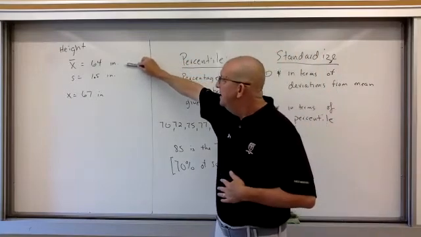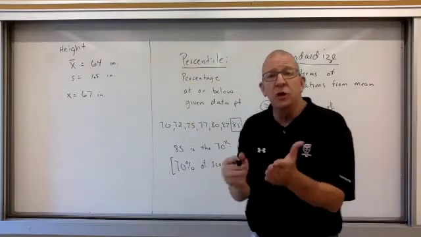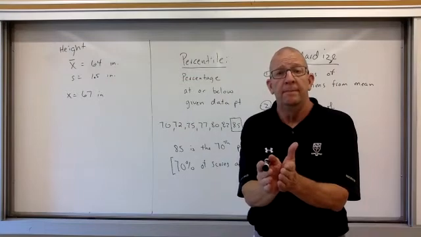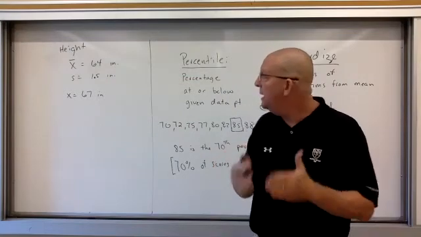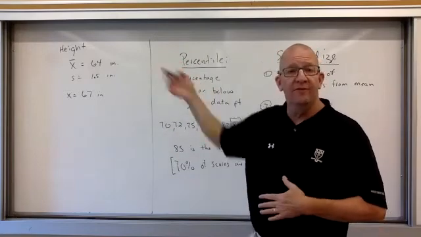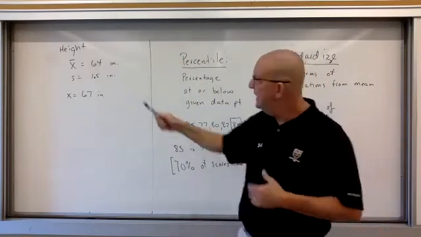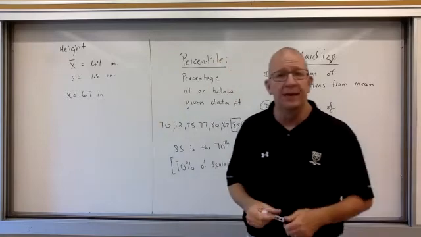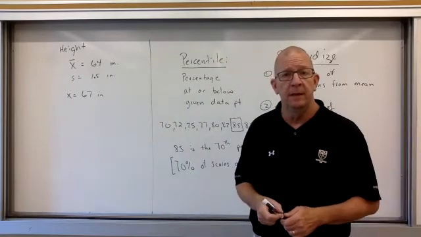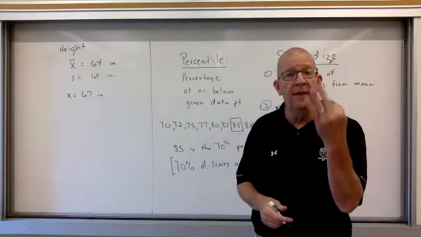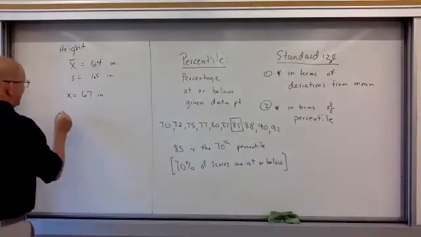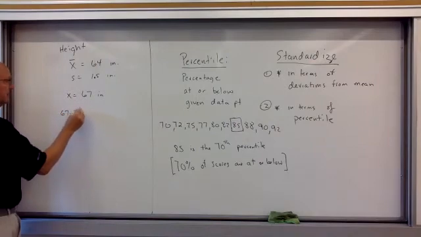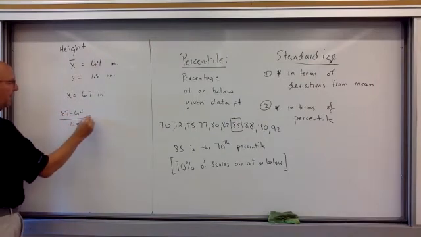Let me repeat that. This means that if you choose a random adult woman, on average, she will be 1.5 inches away from 64. Let's say you chose this random adult woman at 67 inches. She's 3 inches away. That's 2 standard deviations. So we say 67 minus 64 divided by 1.5 equals 2.